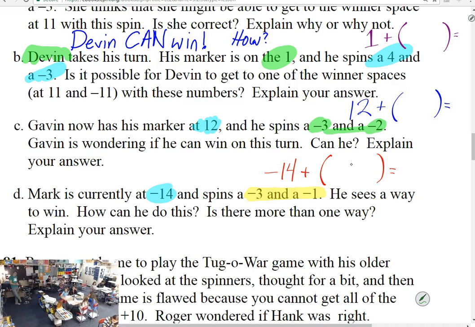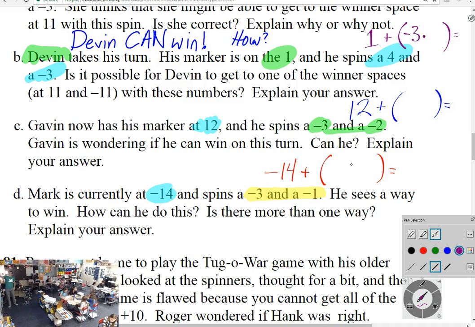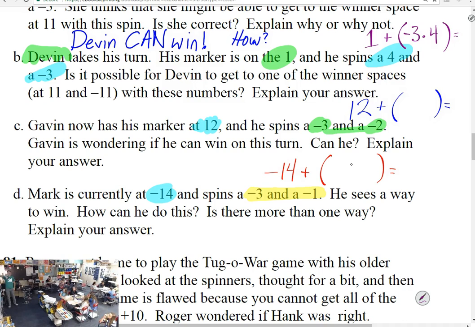But Zoe, in B, we said Devin can win. Do you know what he does with his numbers to make him win? Why? What do we get when we multiply them? So what is negative 3 times 4? 12. Negative, right? Negative 12. Because we have one negative and one positive. So 1 plus a negative 12 lands me at negative 11. That's how Devin wins. He makes the product negative 12, and he uses that to get him to negative 11. Please make sure you have that expression written. Sorry that I kind of ran out of space.